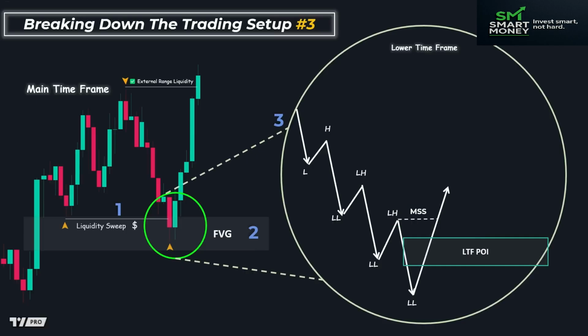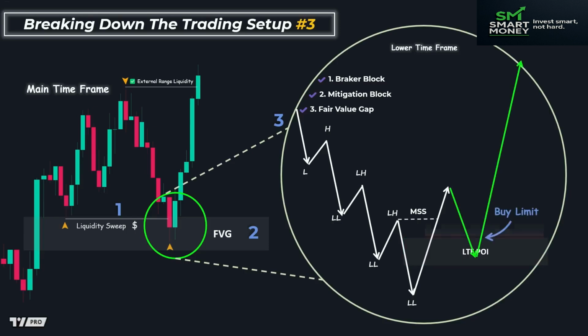The next step is to identify either a breaker block, a mitigation block, or a lower time frame fair value gap that forms within the market structure shift leg. That's where you look to open your position.